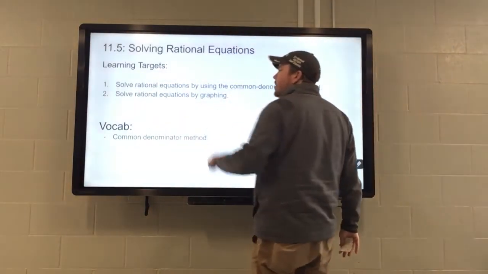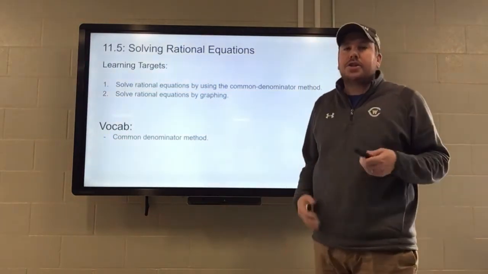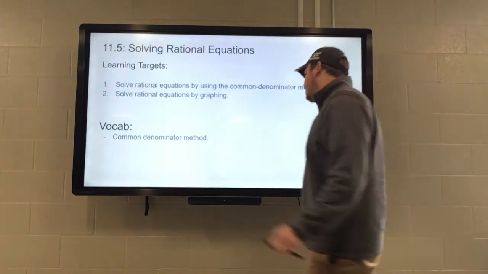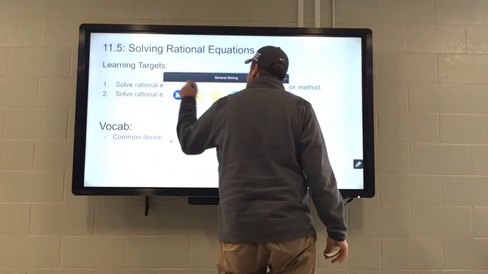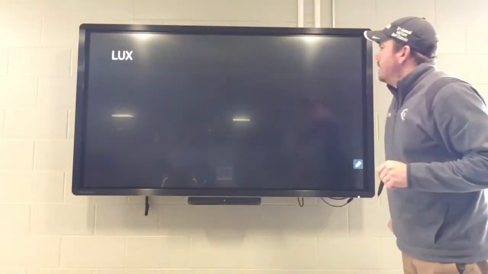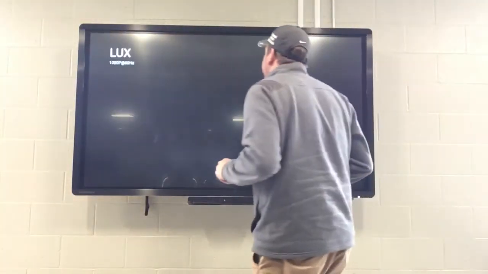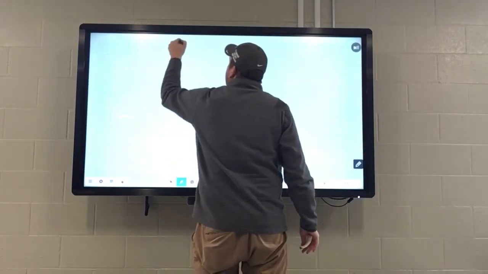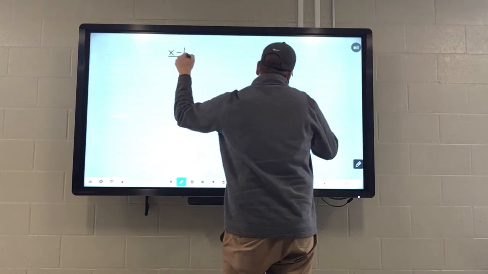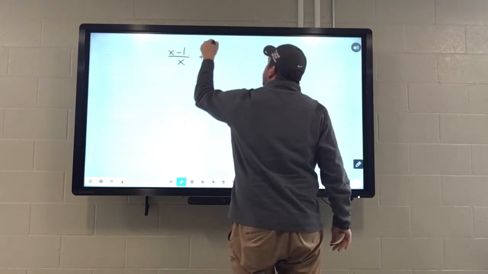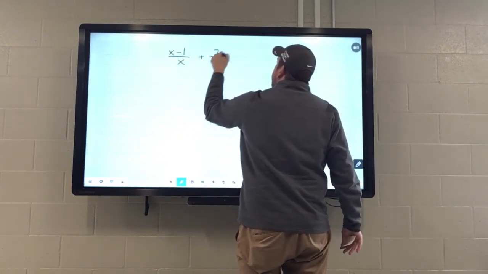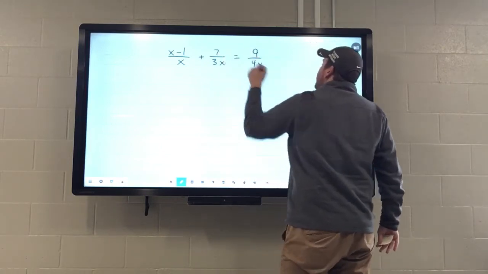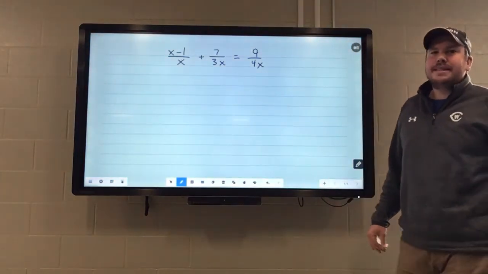We can also solve rational equations by graphing, which is a great way to check your answer, but for now we're just going to focus on that common denominator method. Let's go ahead and get to work. So, let's look at our first example: x minus 1 over x plus 7 over 3x equals 9 over 4x. And we are going to solve this using the common denominator method.